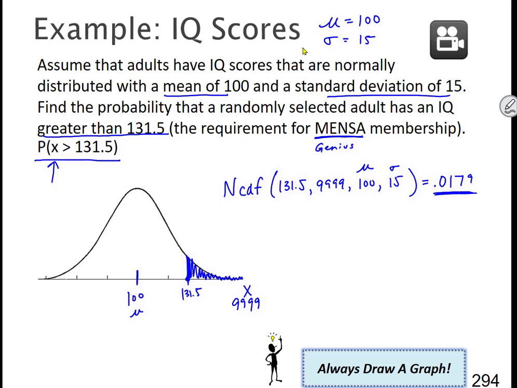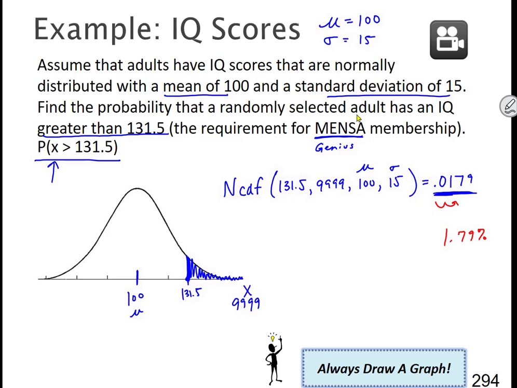And even though the problem doesn't ask you for a percent, think about these answers. Since they're probabilities, you can always change them into percent. We're talking a 1.79% chance that any given adult that you meet is a genius. That should make sense because most people are not geniuses, so it's a really small probability, a really small percentage.